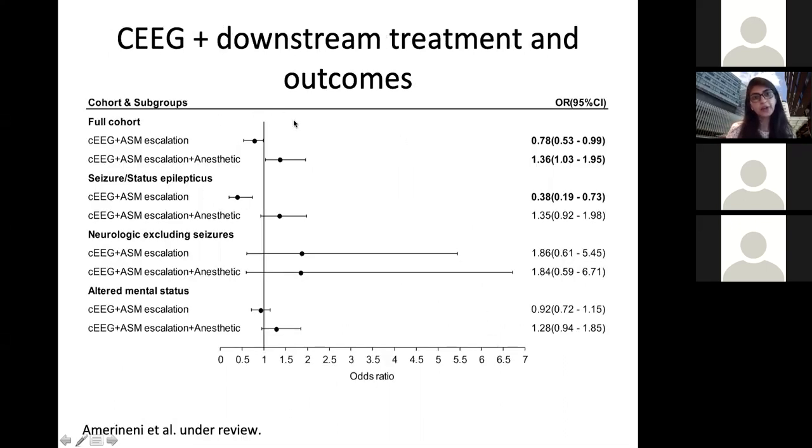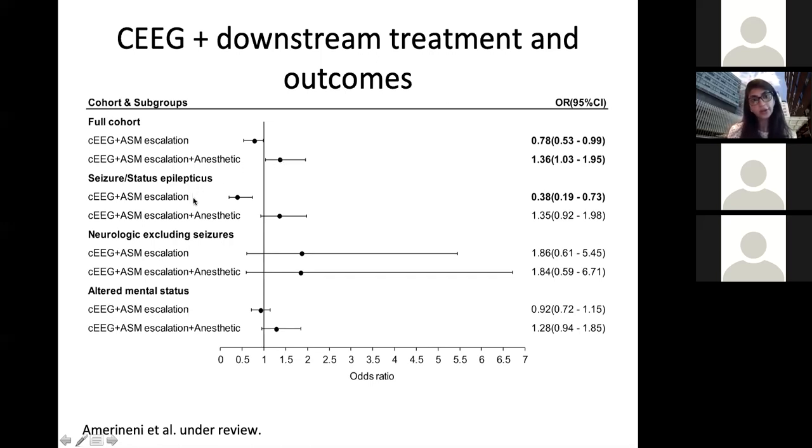And here what we found was that across all patients, this was a total of 1,000 patients who were exposed to continuous EEG followed by treatment escalation, escalation of seizure medications after EEG showed a lower odds for discharge mortality. However, when there was escalation of seizure medications along with anesthetic use, and the anesthetics could be used for seizure control, for ICP management, for sedation, these patients showed increased risk for discharge mortality.